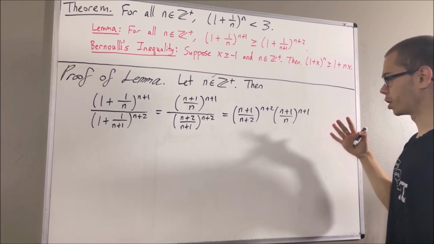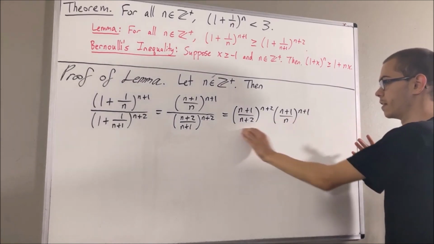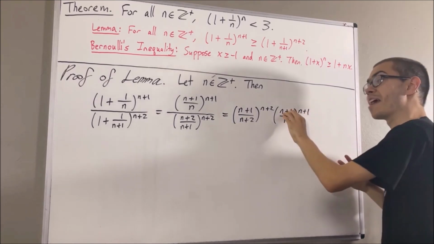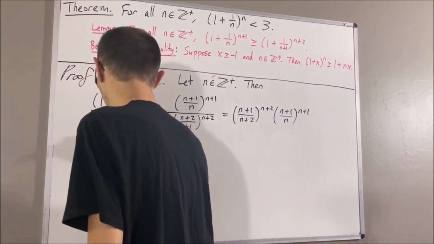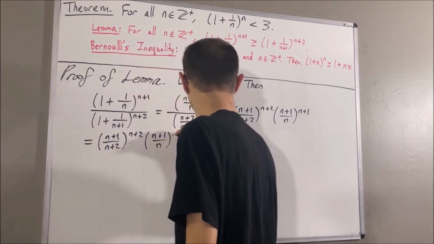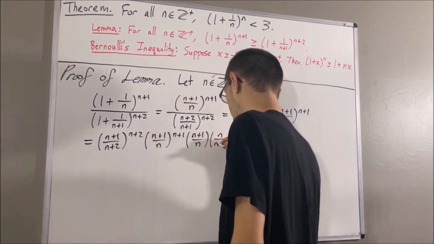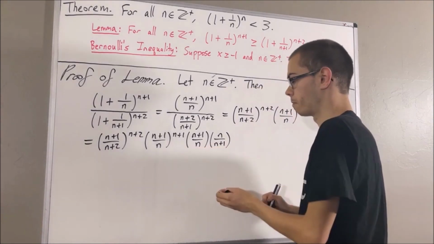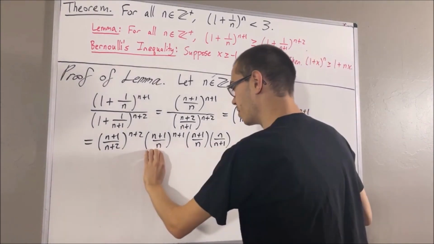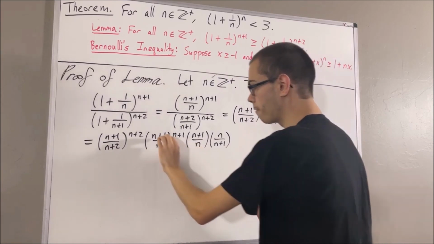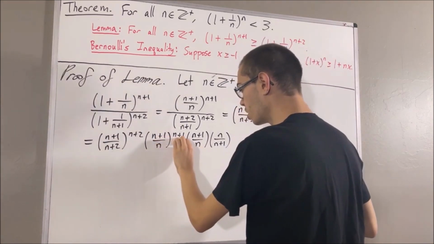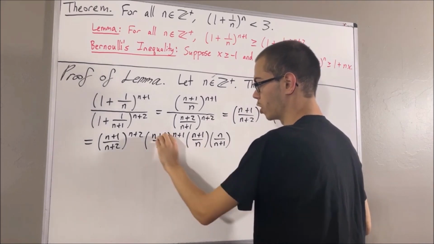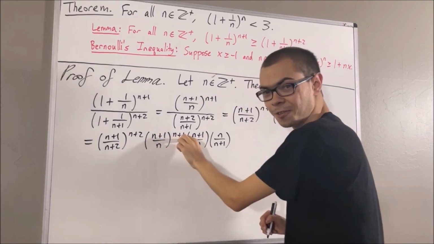So this is what we get. Now, what we're going to do is multiply this times (n+1)/n times n/(n+1). We're allowed to do this because we essentially just multiplied by 1. But now notice these two guys. We really have ((n+1)/n)^(n+1) times (n+1)/n. Well, that's just equal to ((n+1)/n)^(n+2).